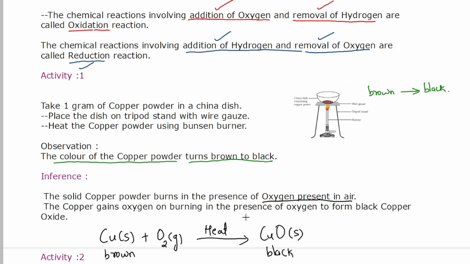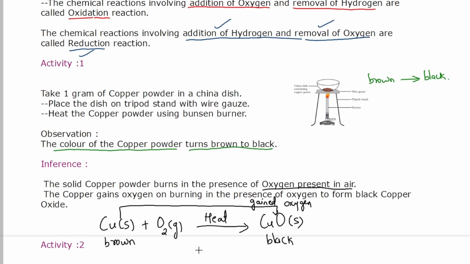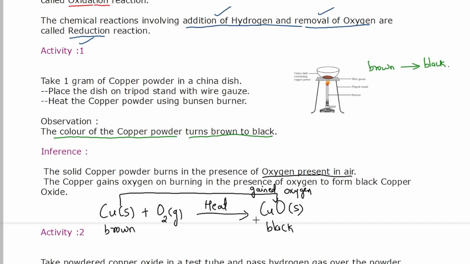Now you can easily tell what type of reaction has occurred here. This copper has gained oxygen here. Which type of reaction is this? Addition of oxygen, that is gain of oxygen, can be called an oxidation reaction. Here oxidation of copper has taken place and copper is said to be oxidized. Copper is oxidized to copper oxide. We can write here oxidation. That is, copper is oxidized.